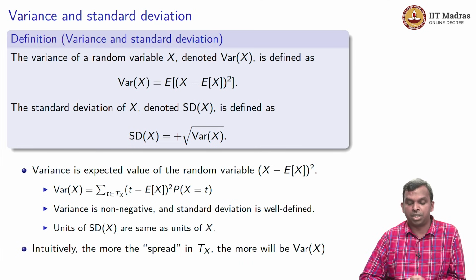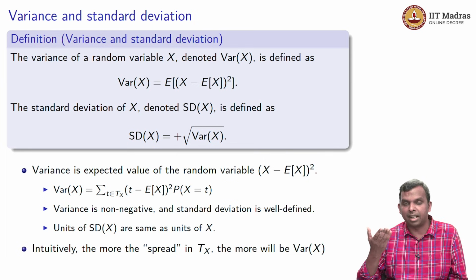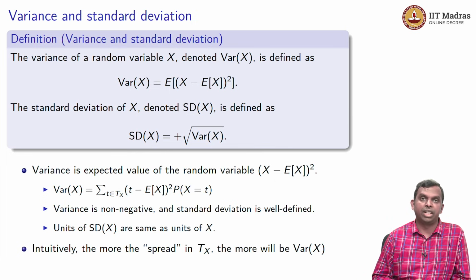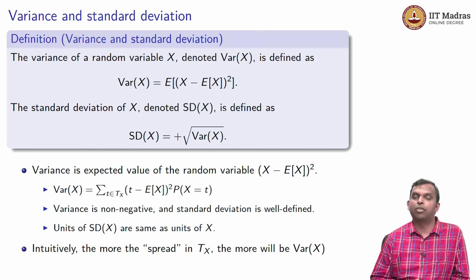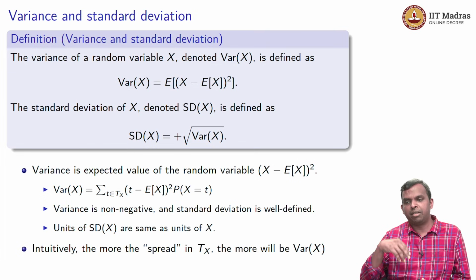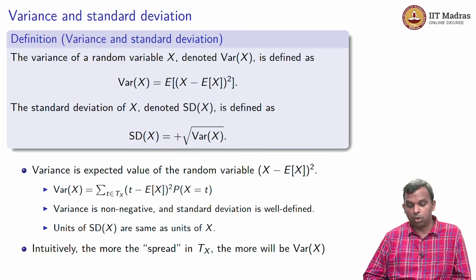So clearly, this summation is going to be non-negative. So standard deviation is well defined. It will be a real number. You don't have to take the square root of negative numbers. You'll get the square root of only positive or non-negative numbers. The units of the standard deviation become the same as the units of x. If x has some units, the variance will become the square of that unit, and standard deviation will go back to that original unit.